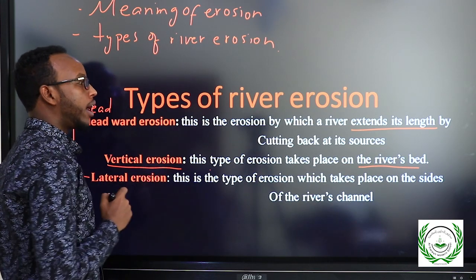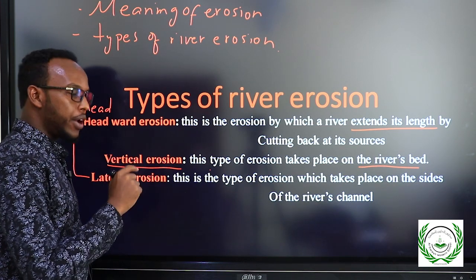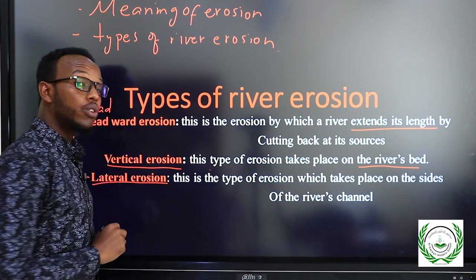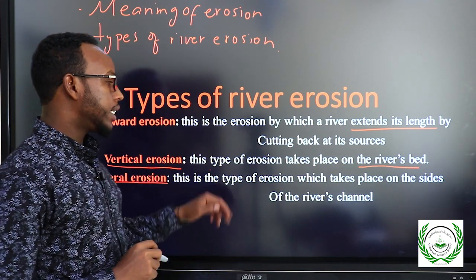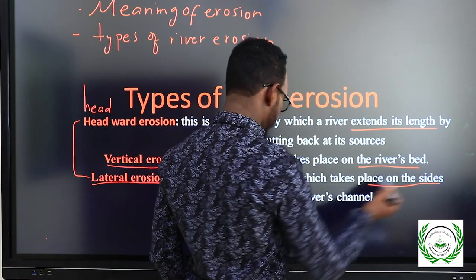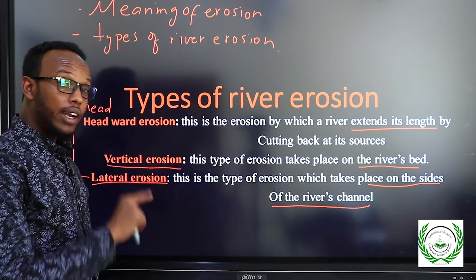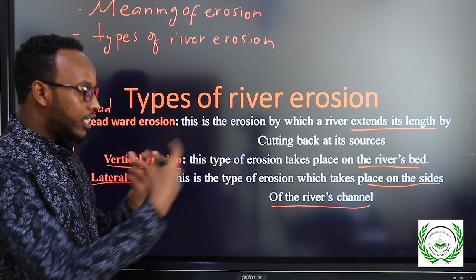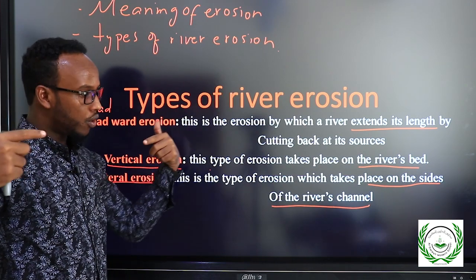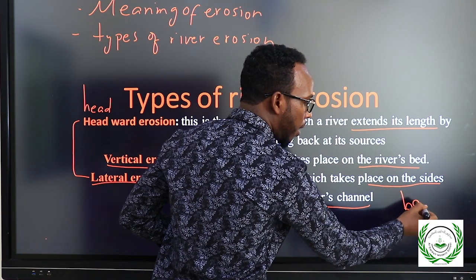The third erosion that happens or occurs in the river is called lateral erosion. This is the type of erosion which takes place on the sides of the river's canal. Nabaad guurkan saddexaad wuxuu ka dhacaa the sides of the river. The sides of the river means the banks. You can say sides and also you can say the banks of the river.